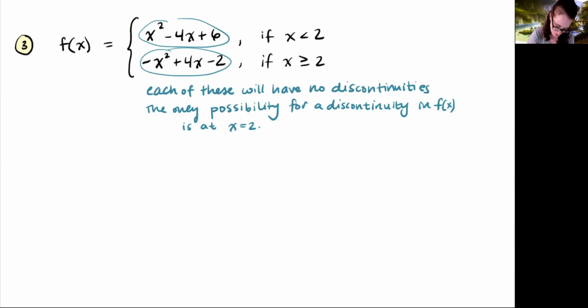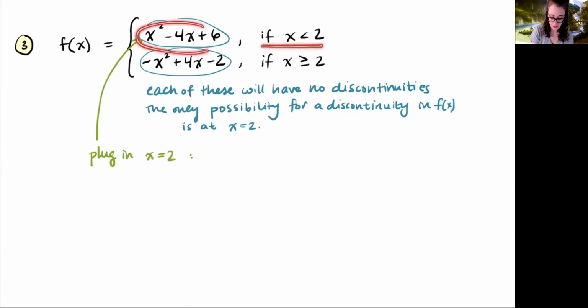Okay, so we're just going to take this one here, plug in x equals 2. Now I know that we don't actually plug in 2 into this function. However, what we're really doing is finding what would the y value be, or what is it limiting towards as x approaches 2. So if we just plug in a 2 here, that's going to give us 2 squared minus 4 times 2 plus 6. So it's 4 minus 8 plus 6. 4 minus 8 is negative 4, plus 6 is positive 2.